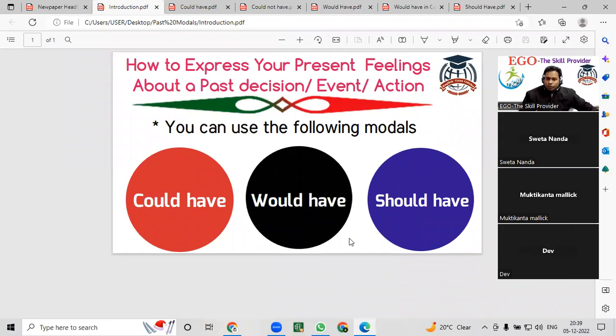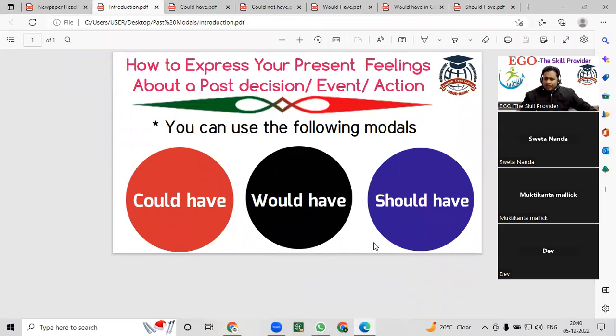You know, most of the time, you face a lot of problems. Could have, would have, should have, very confusing. No, no further confusion. Today we will end that confusion. We are going to end that confusion for today. We are going to completely destroy that confusion.